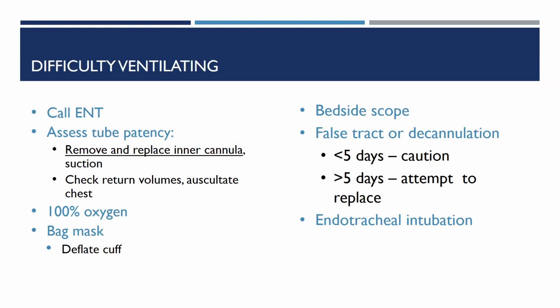Okay, so if you have difficulty ventilating a patient, maybe you're alone at night and something's going on, the first thing, if it's our trach, is call right away. We have an in-house resident 24/7, so call right away and somebody will come down. I think anybody can and should remove the inner cannula and suction and see if it was a mucus plug, because that's the easiest thing that anybody can solve. Check the vent, listen to them. Bring them up to 100% oxygen, and then if you need to, just bag mask them yourself.